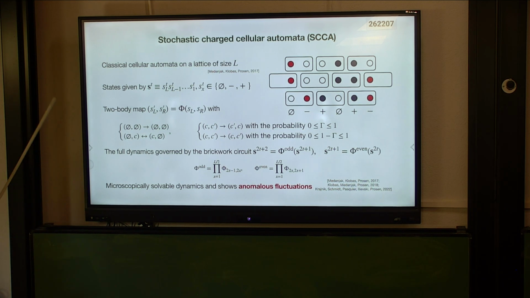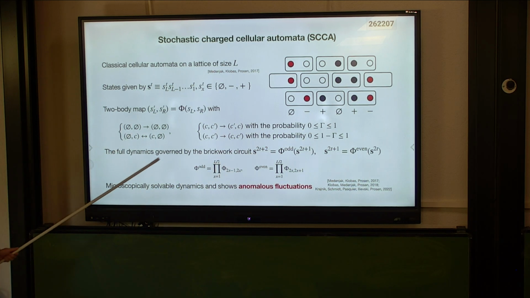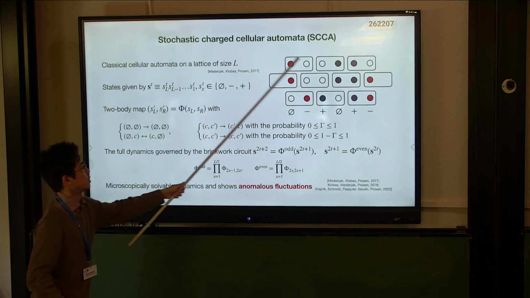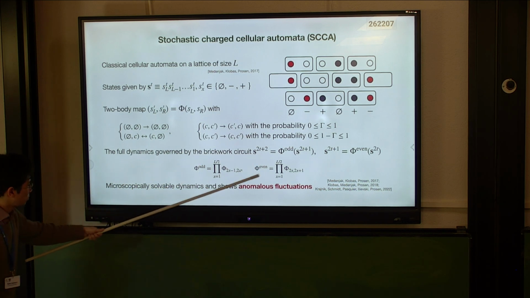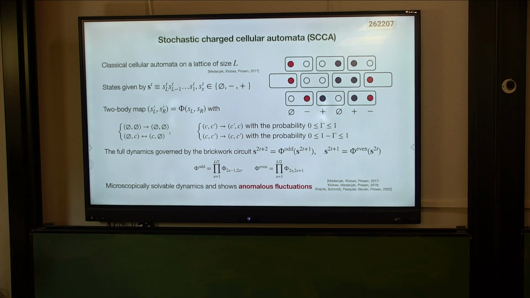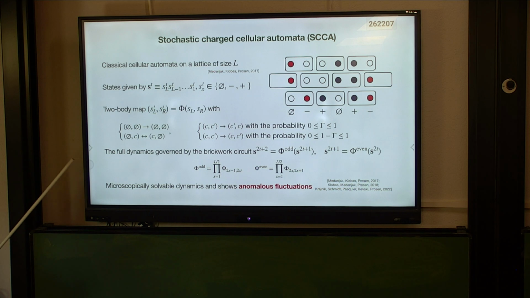Anyway, for now we can keep gamma generic, and the full dynamics is governed by the brickwork circuit, which can be obtained by putting these maps in a brickwork fashion. This is the full dynamics, and that's really the definition of the model and the dynamics. These models are so simple that they can be solved analytically, microscopically, which has been done in these papers, and they are known to show so-called anomalous fluctuations.